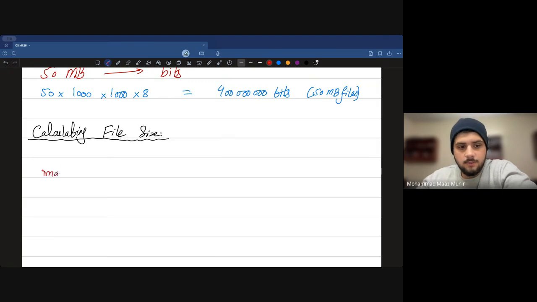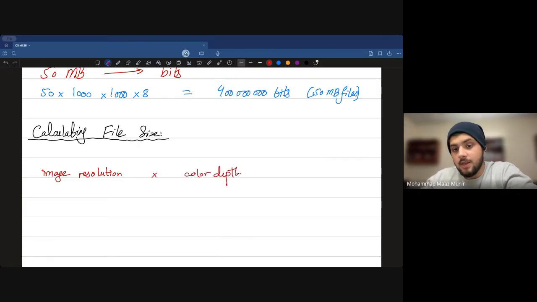Image resolution into color depth. And color depth in what format? Now the units are also important. So you should be aware that your image resolution should be in pixels and your color depth should be in bits.